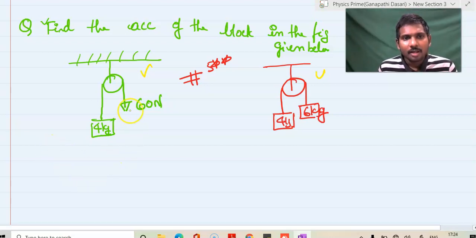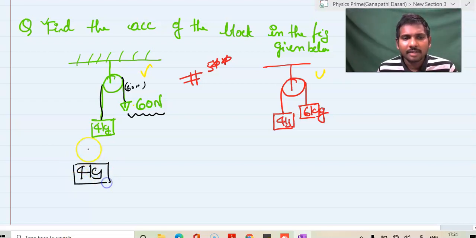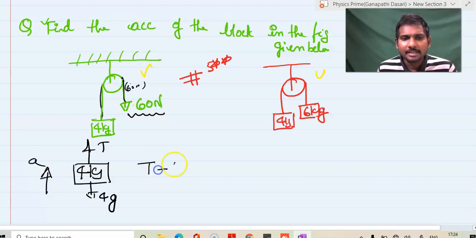Let us see. If 60 newtons of force is applied here, this entire tension will become 60 newtons. This is also 60 newtons, and this entire string will have 60 newtons only. So if we take this 4 kg block free body diagram, there will be a tension upwards and 4g downwards, and it will go upwards with an acceleration a. So T minus 4g is equal to 4 into a.